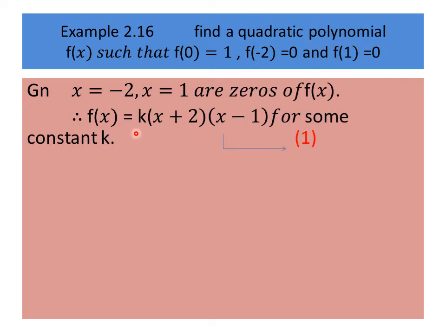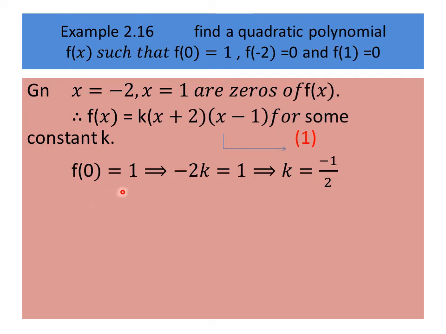So you can write the quadratic polynomial in this way. A constant into, you take this minus 2 to this side, okay, x plus 2 into, same way take this 1 to this side, it will become x minus 1. So the quadratic polynomial will be in this form, a constant k into x plus 2 into x minus 1 for some constant k. Now you can take the next condition, f of 0 equal to 1 we have, isn't it?